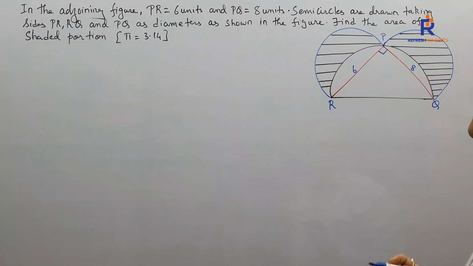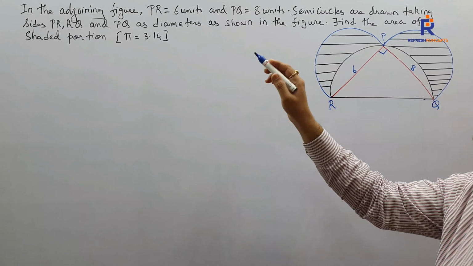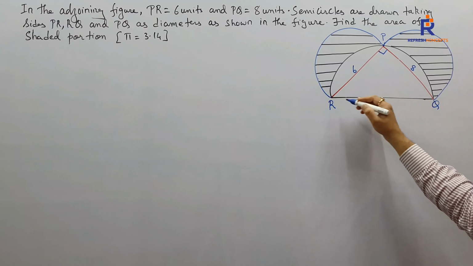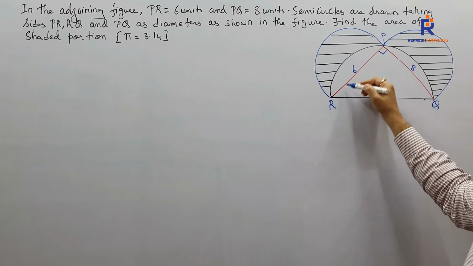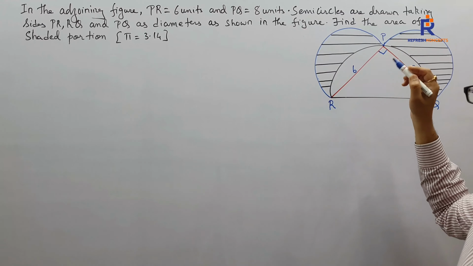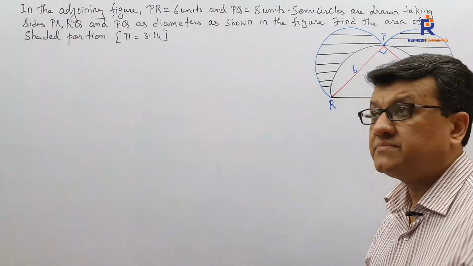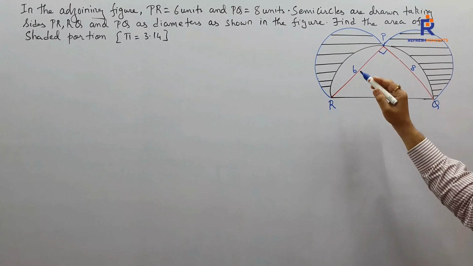Semicircles are drawn with sides PR, RQ and PQ as diameters. So with RQ as a diameter, a semicircle is drawn. With PR as a diameter, a semicircle is drawn. And with PQ as a diameter, again a semicircle is drawn. What am I supposed to find out? As shown in the figure, find the area of the shaded portion.